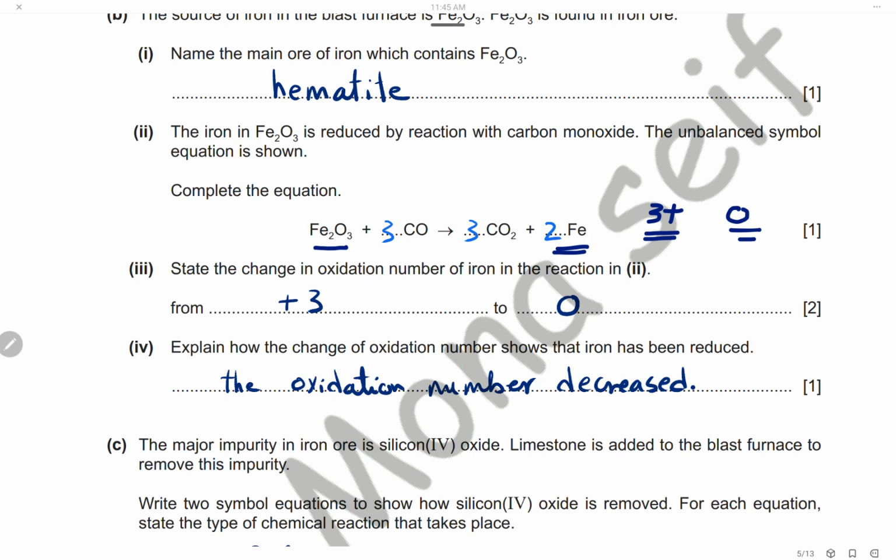Explain how the change in the oxidation number shows that iron has been reduced. Here we have to answer in terms of oxidation number. A decrease in the oxidation number is reduction. So here iron is reduced because the oxidation number decreased.